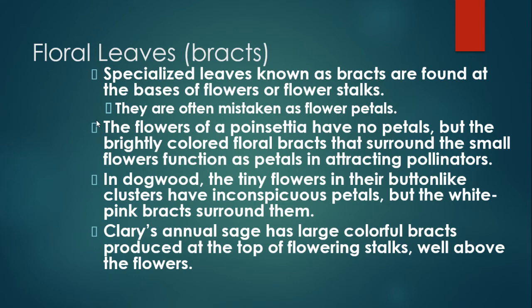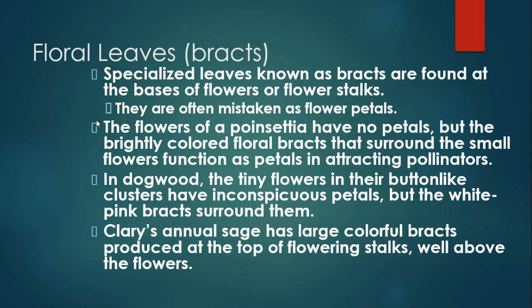Floral leaves. You probably never knew there were so many different types of leaves. These are specialized leaves known as bracts, and they are found at the base of the flowers or flower stalks. They are often mistaken as flower petals. The flowers of a poinsettia have no petals, but the brightly colored floral bracts that surround the small flowers function as petals in attracting pollinators.